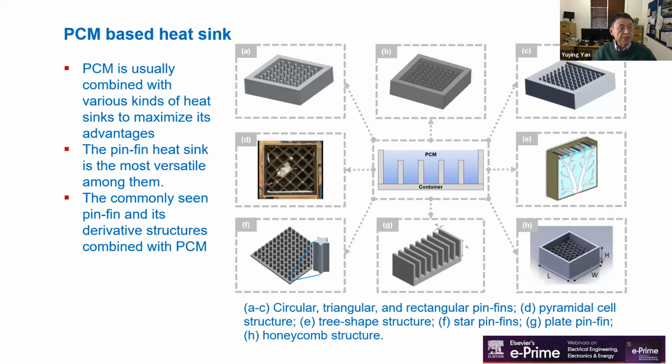So PCM-based heat sinks have been designed and developed. In terms of applications, the following features have been summarized. A PCM is usually combined with various kinds of heat sinks to maximize their advantages. The pin-fin heat sink is the most versatile among them, and the common pin-fin heat sink is a directive structure combined with PCM.